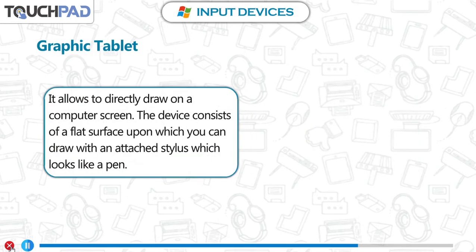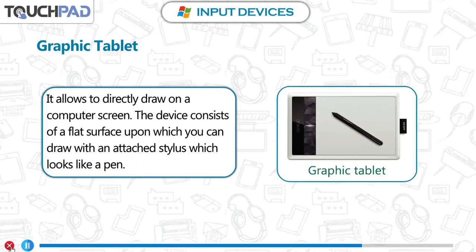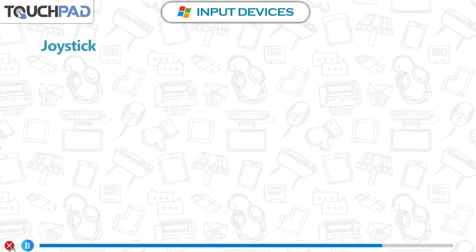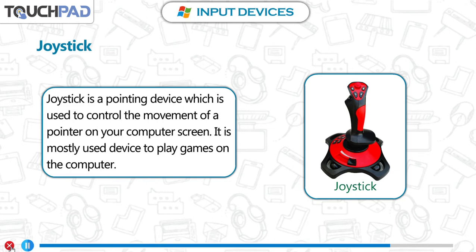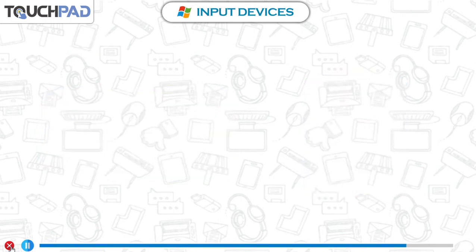Graphic tablet: it allows you to directly draw on a computer screen. The device consists of a flat surface upon which you can draw with an attached stylus, which looks like a pen. Joystick: a joystick is a pointing device which is used to control the movement of a pointer on your computer screen. It is the most used device to play games on the computer.